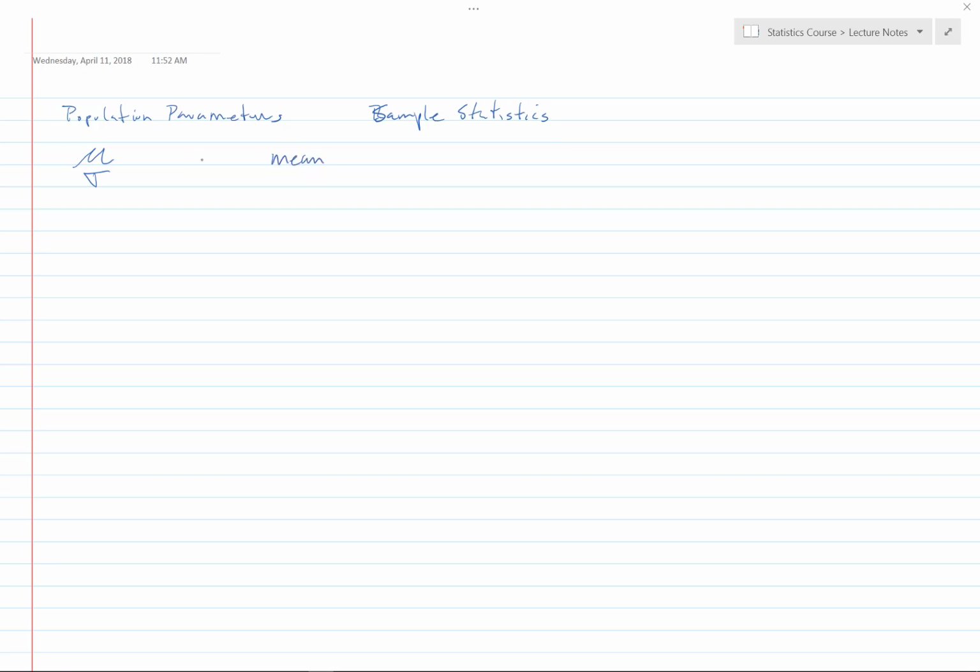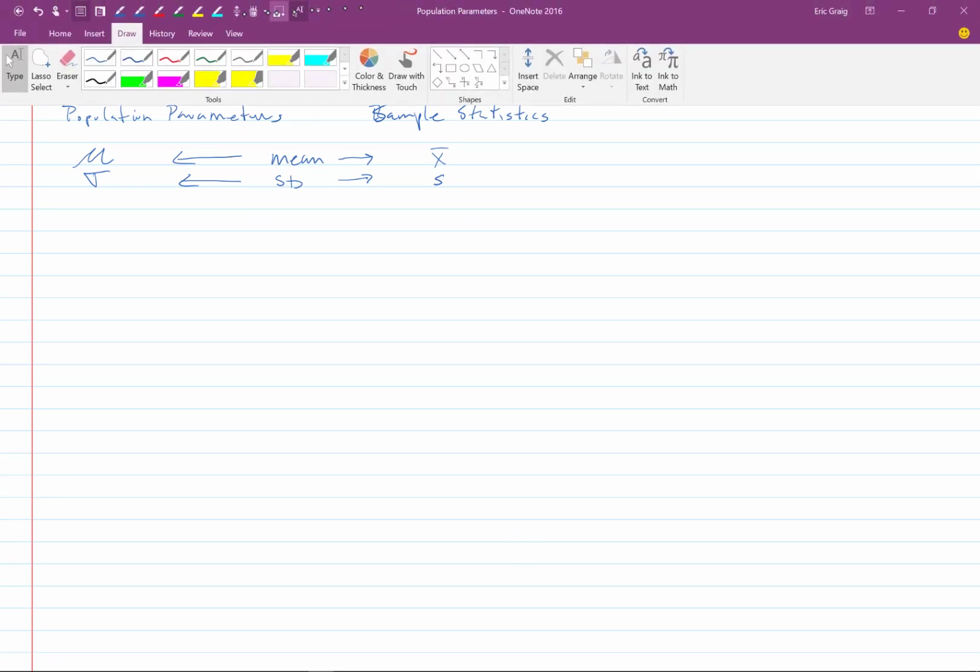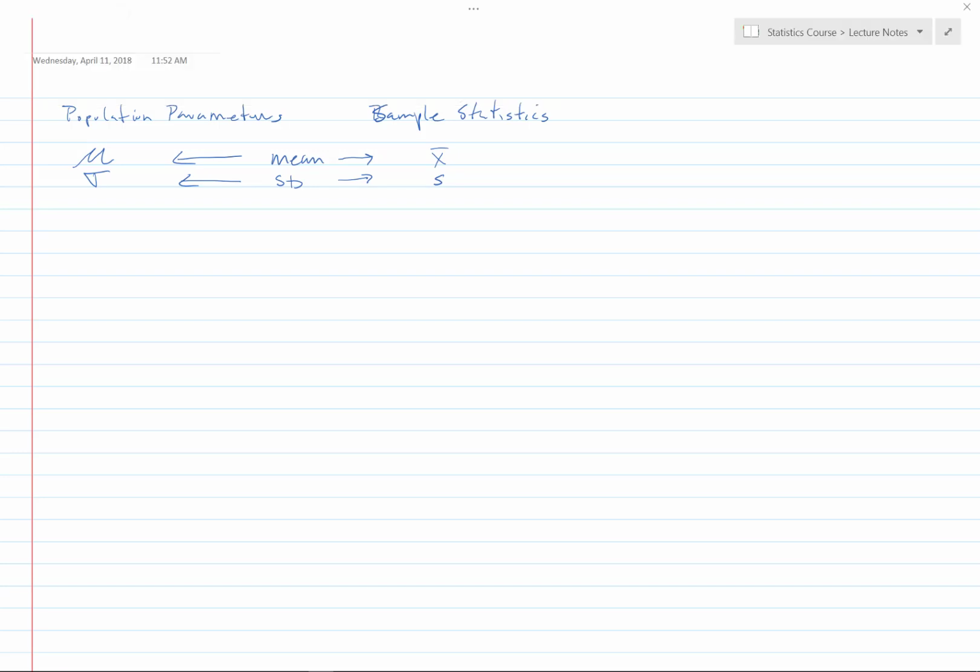So a mean for a population would be given by mu. A standard deviation for a population would be given by sigma. But for a sample, we're not going to use the word parameter, we use the word statistic, and we would use x bar for the sample mean, and we would use s, small s preferably, for the sample statistic. A couple of other things to bear in mind here.